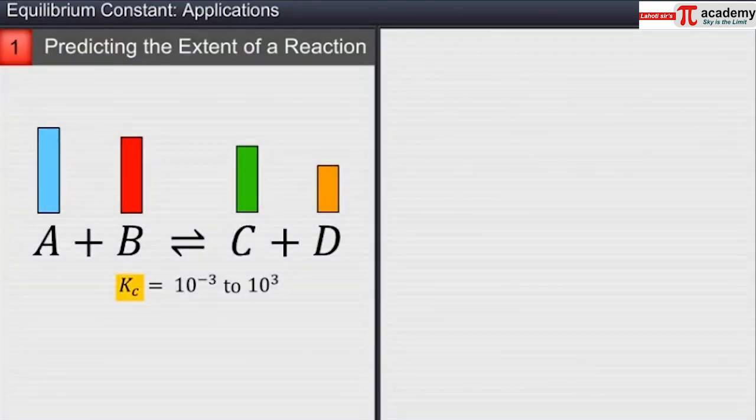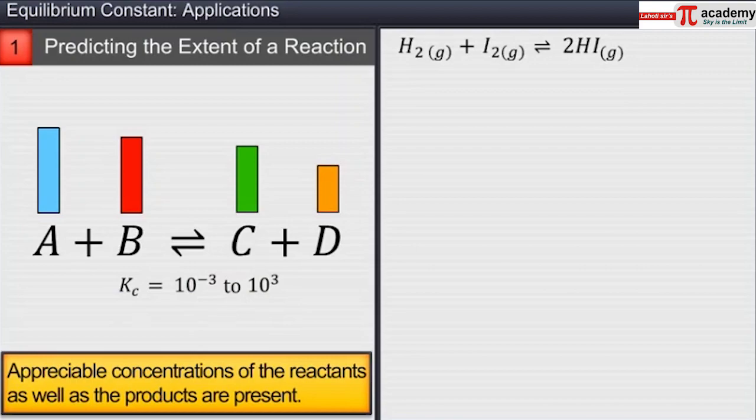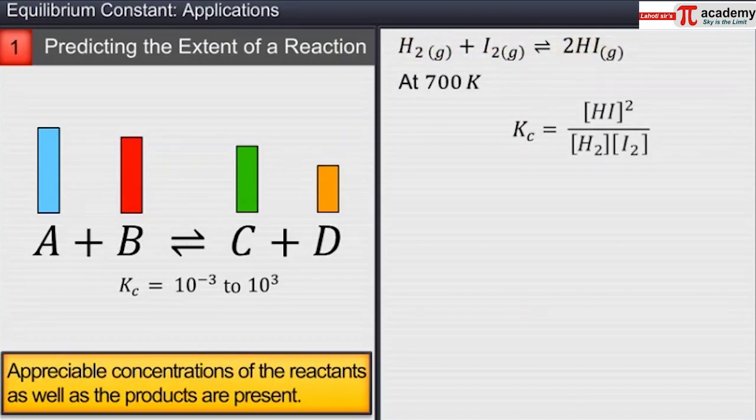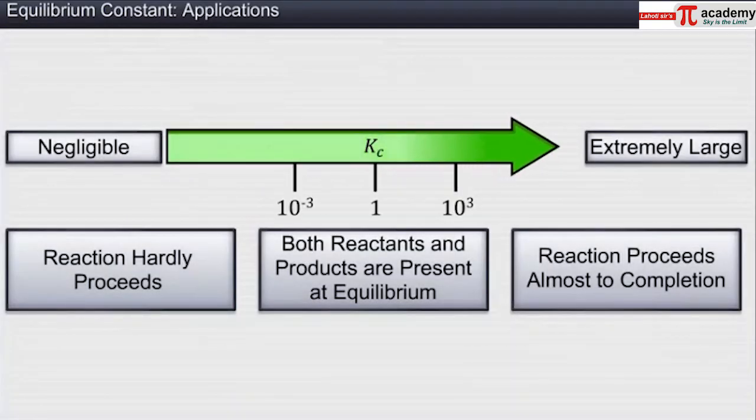If the numerical value of equilibrium constant lies between 10 raised to the power minus 3 and 10 raised to the power 3, it means that appreciable concentrations of the reactants as well as the products are present. For example, the equilibrium constant for the gaseous reaction of hydrogen and iodine combining to form hydrogen iodide at 700 Kelvin has a value of 57. The dependence of the extent of a reaction on its equilibrium constant can be illustrated as shown here.